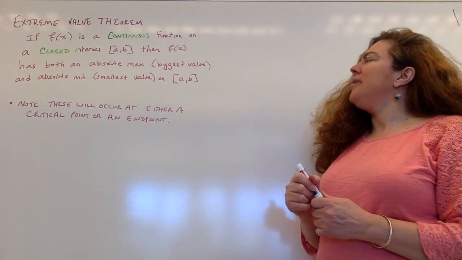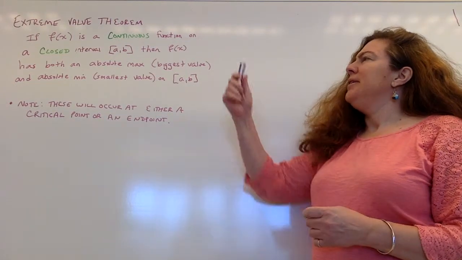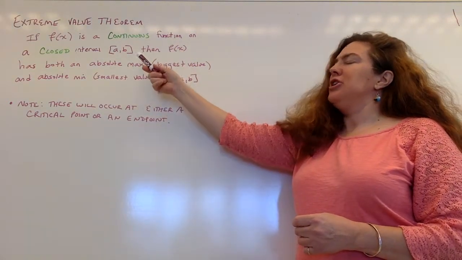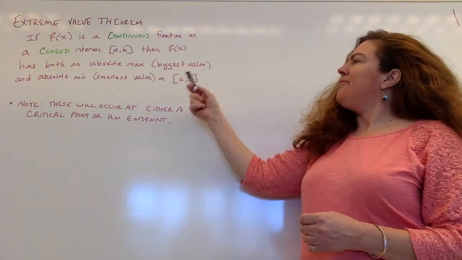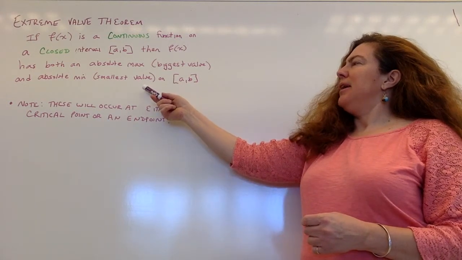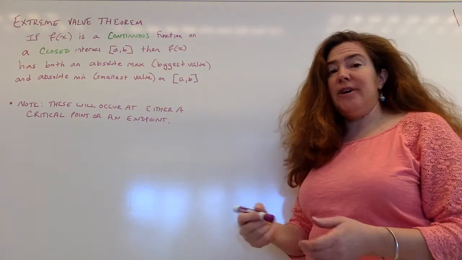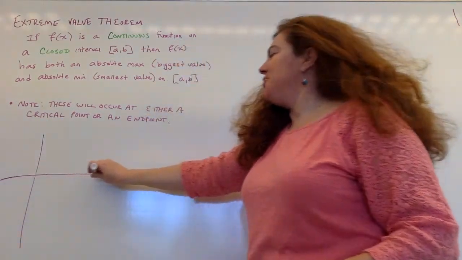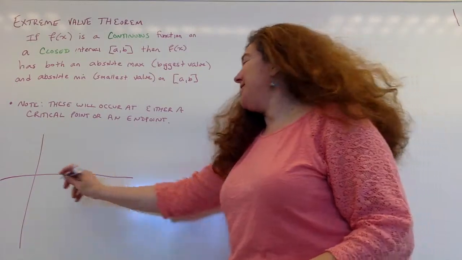Okay, so we're talking about the extreme value theorem. And remember, it says if f of x is a continuous function on a closed interval, then f of x has both an absolute maximum, a biggest value, and an absolute min, which is a smallest value on [a, b]. So let me just draw you an example here. This is pretty intuitive. It's pretty obvious.